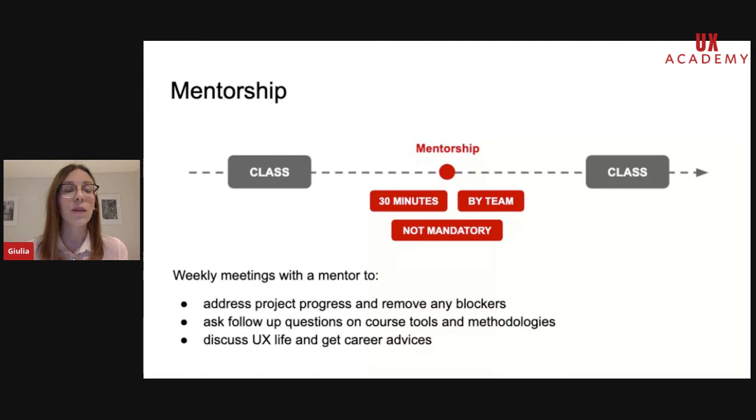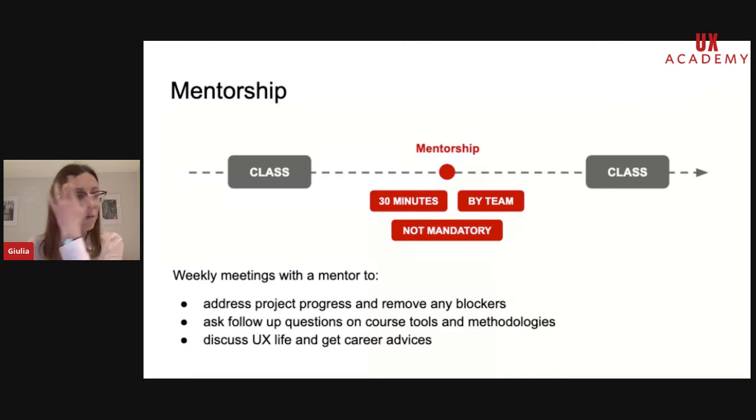So mentorship is meant to be on a weekly basis, but it's absolutely not mandatory. So it's upon the student's request. It's 30 minutes. We usually place it between the two classes, so you have the time to digest the activities and the theory that we went through during class, and of course, get our help.